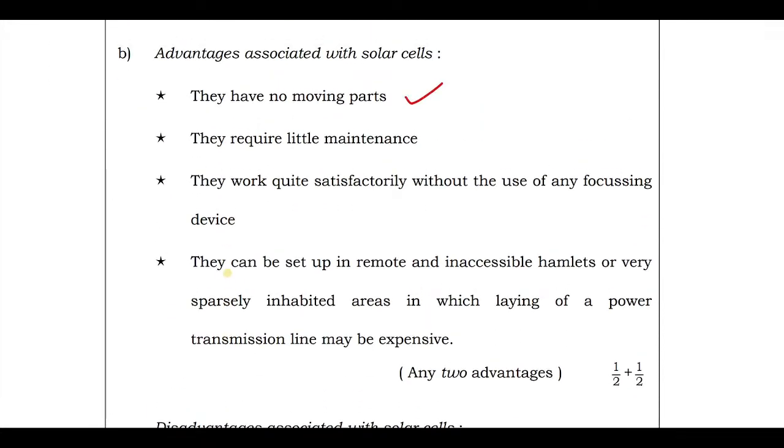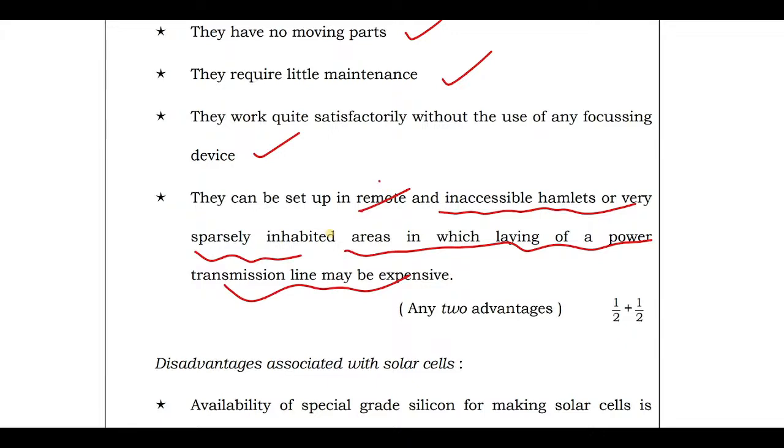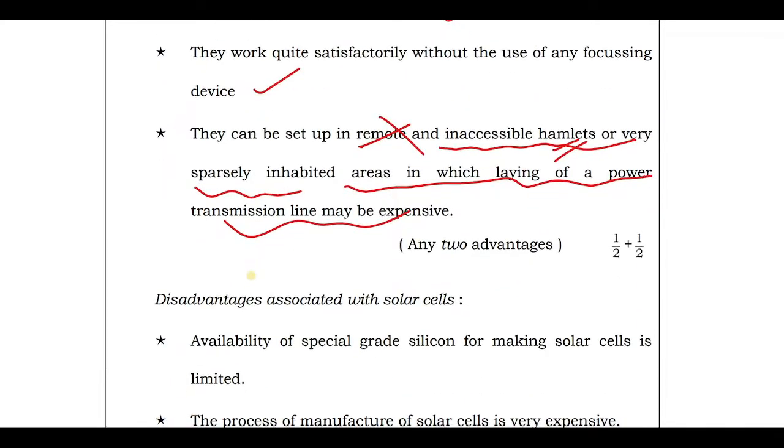What are the advantages associated with solar cells? They have no moving parts, they require little maintenance, and they work quite satisfactorily without the use of any focusing device. They can be set up in remote and inaccessible hamlets or very sparsely inhabited areas, where laying a power transmission line is expensive.